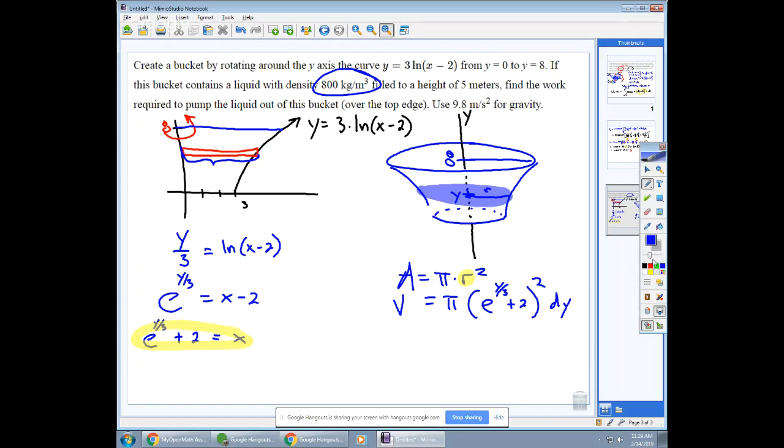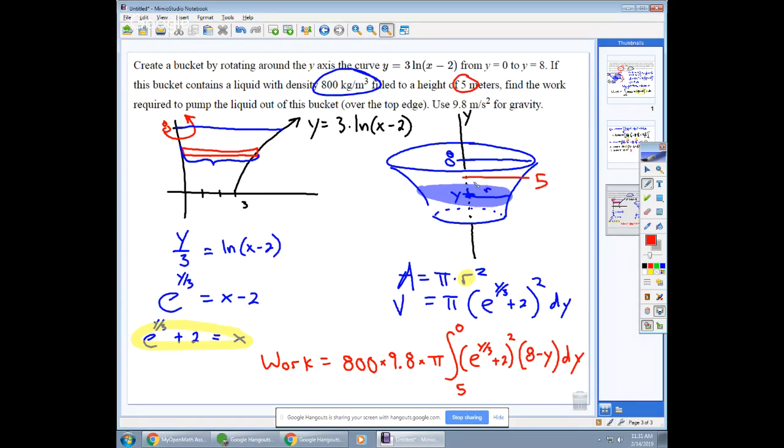All right, so putting all of that together, we now have a work formula. The work is going to be equal to, let's see, we have our weight density, which is 800. Now that's just mass. How do I turn mass into weight? Times 9.8. Right, force due to gravity times the mass gives me the weight. So that times 9.8. Might as well pull the pi out now. Times pi. Those are all my constants. Integrate e to the y over 3 plus 2 squared.